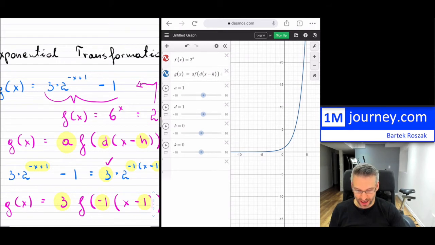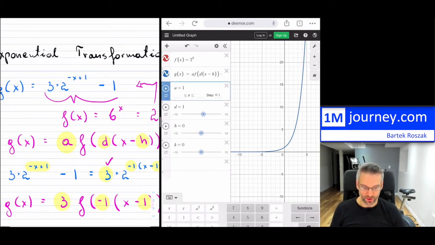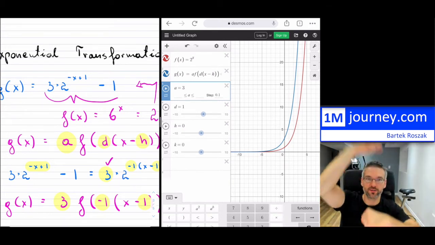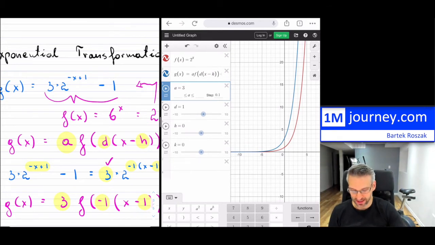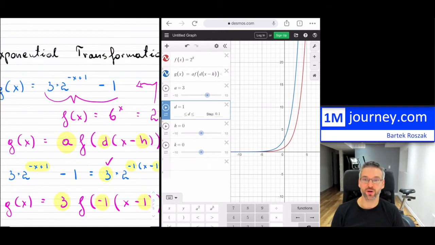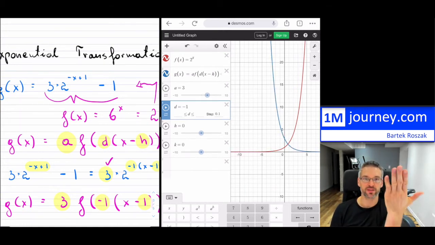We have our A is 3. So what did we say? That should stretch it, right? So it did. It pulled it this way, this direction. So that's the first thing. Our D is -1. So what that should do is a reflection in the Y. And notice that's exactly what happens. It flips over in the Y.